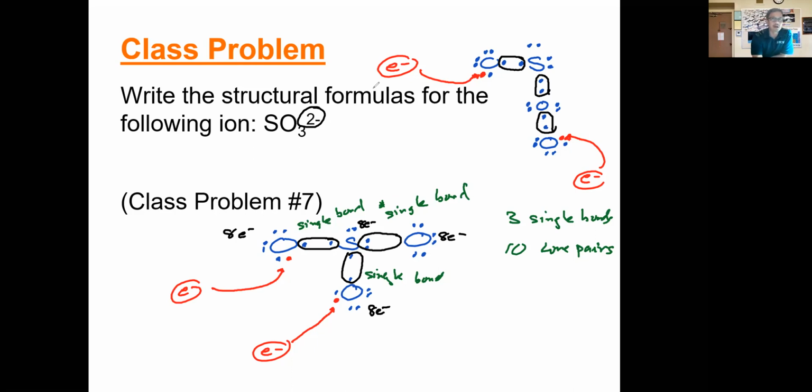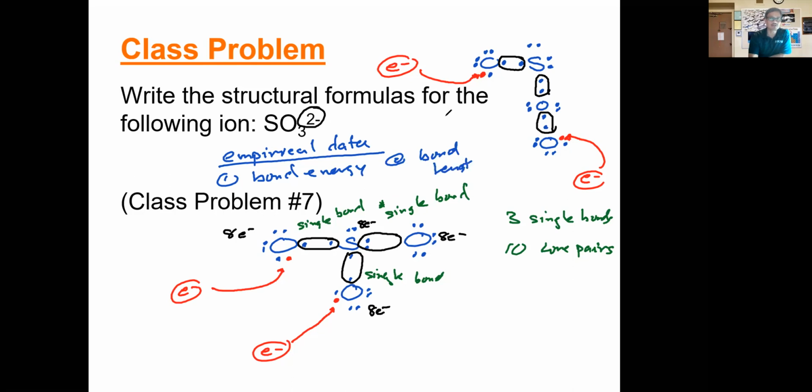It comes down to we have to have data. We have to have empirical data to support the bond. And what is this empirical data that we can use? What we refer to as bond energy and two, bond length. Because only one of these 2 structures here will have the correct bond energy and bond length.